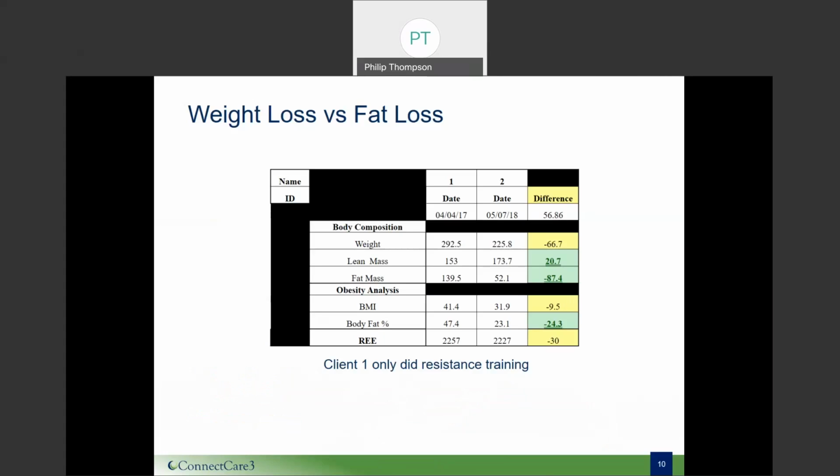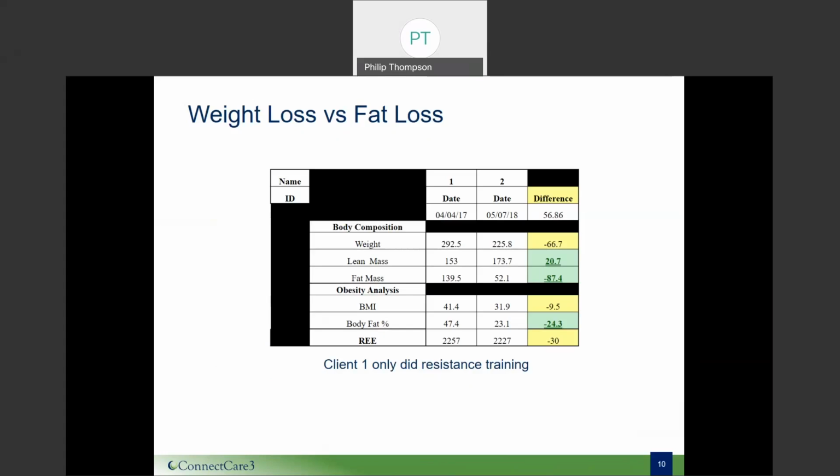Two patients I had back then. Okay. Look at this individual. All they did was resistance train. They did no cardio after surgery. And this is their results right before surgery and then 1 year after. So if you look at the weight, you see they dropped close to 67 pounds there in that last column. Because that's the difference. Awesome, right?